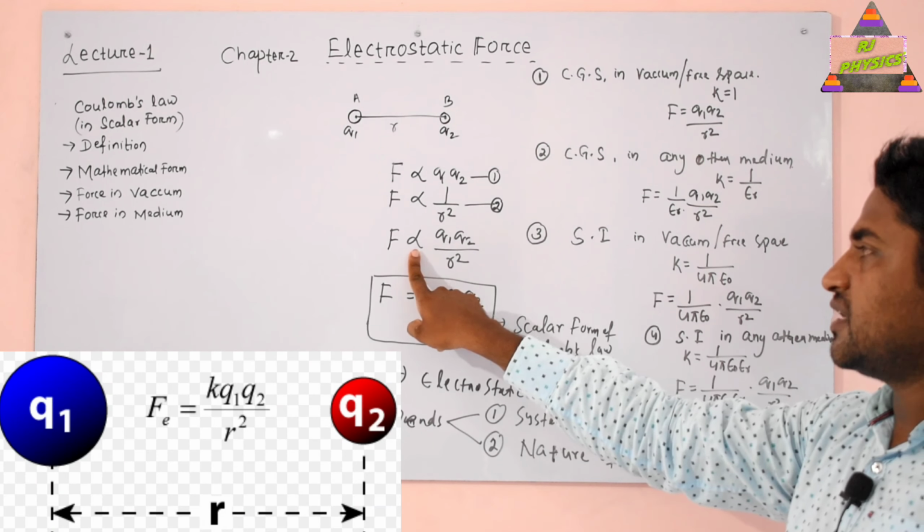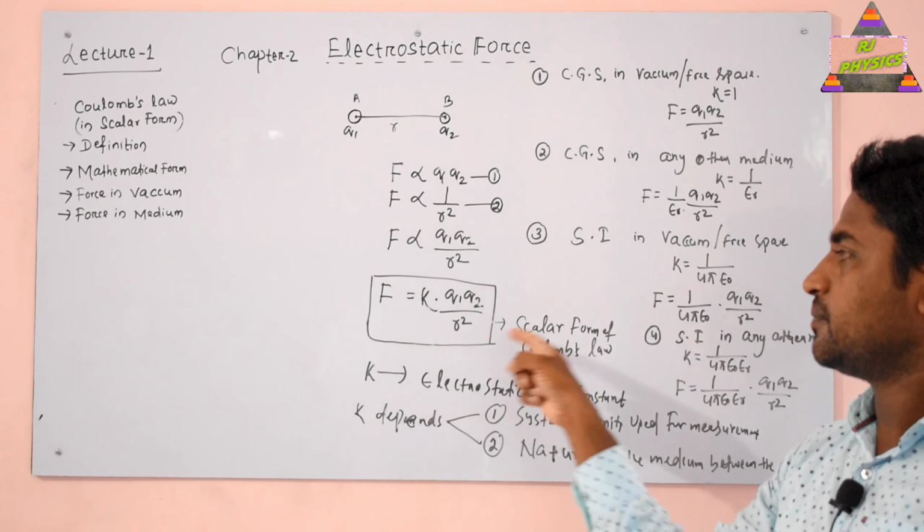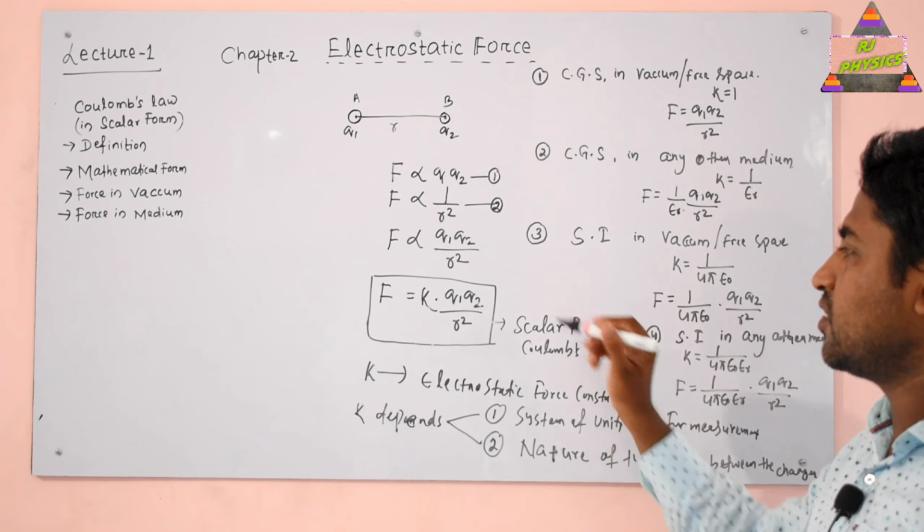This is called the mathematical formulation of Coulomb's law, which is also called the scalar form of Coulomb's law. This formula is very much useful to solve various numericals. This is one of the most important formulas. This is also called the general form of Coulomb's law.